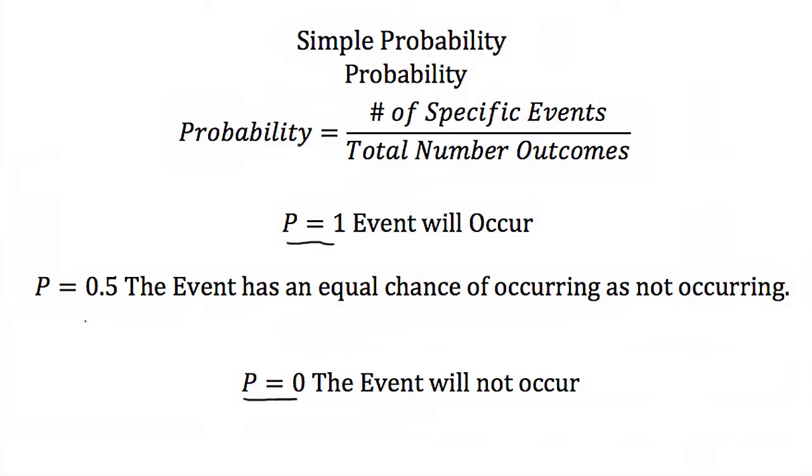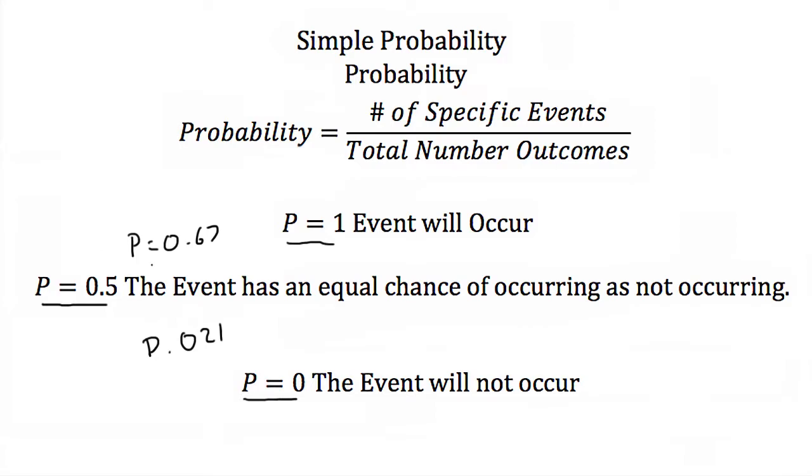Halfway between these, if we have a probability equal to 0.5, then the event we're talking about has an equal chance of occurring as not occurring. Now you can have probabilities of 0.67, you can have probabilities of 0.21. The numbers always range between 1 and 0.